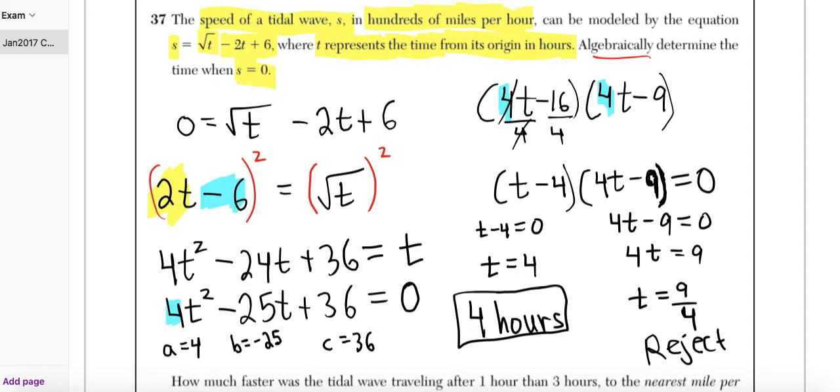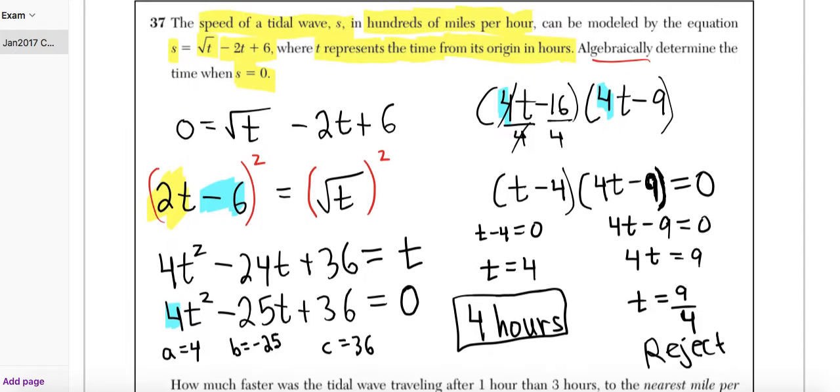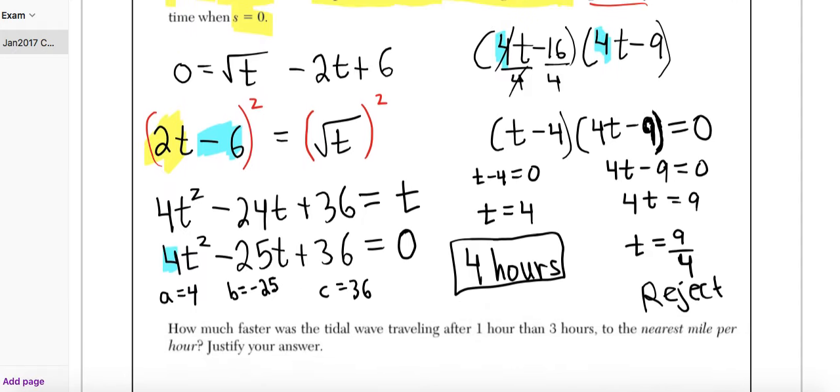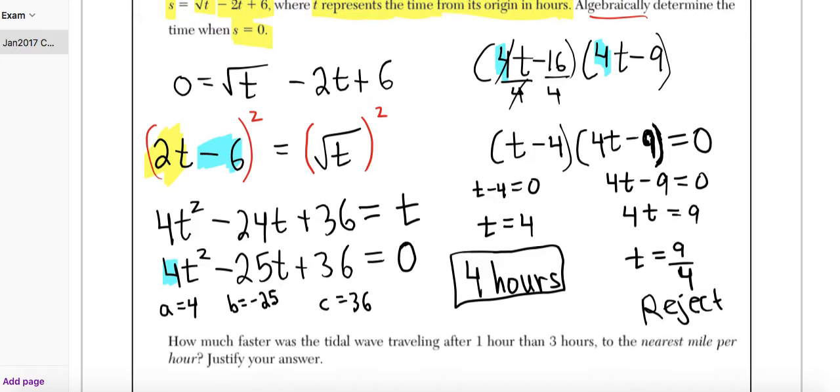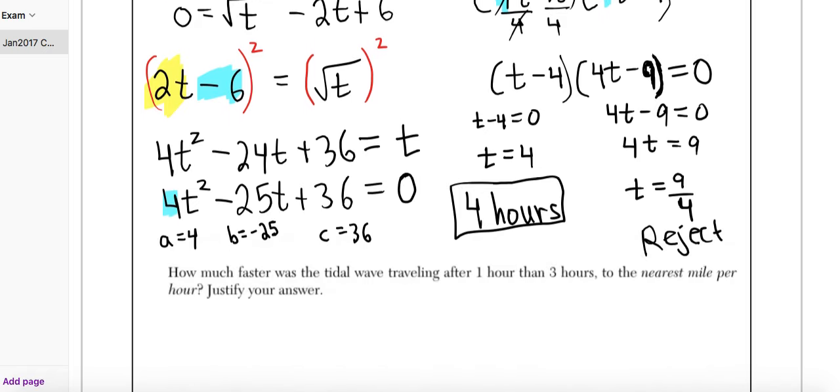Completing the square might be a little messy depending on how you do it. Completing the square can always work. It just depends on how comfortable you are with it and what method you use, because there are different forms of completing the square. Anyway, I don't want to get into detail right now. But it said algebraically determine the time when s equals 0, and that's 4 hours.